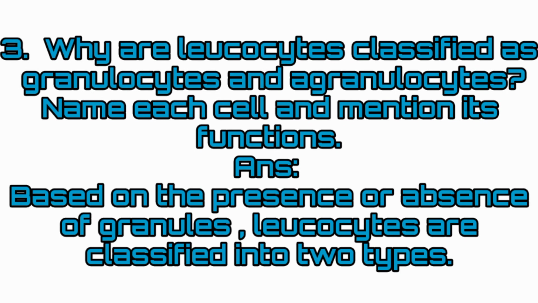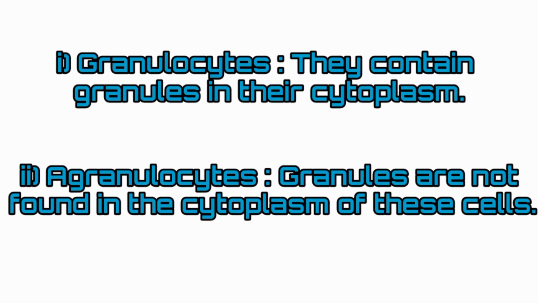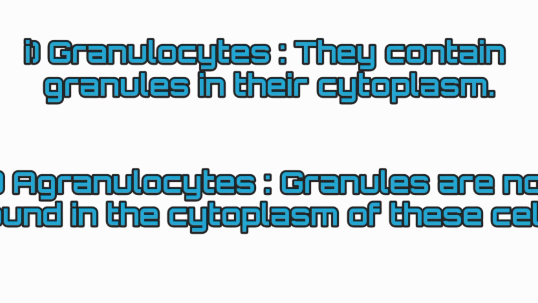Question number 3. Why are leukocytes classified as granulocytes and agranulocytes? Name each cell and mention its functions. Based on the presence or absence of granules, leukocytes are classified into two types: granulocytes and agranulocytes. Granulocytes contain granules in their cytoplasm. In agranulocytes, granules are not found in the cytoplasm of these cells.